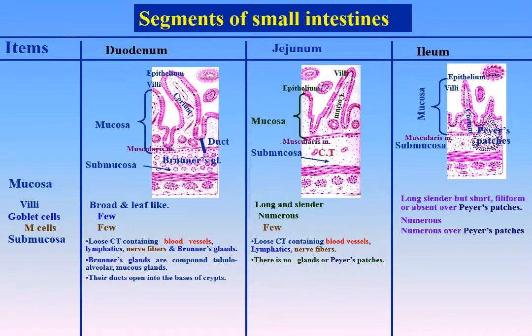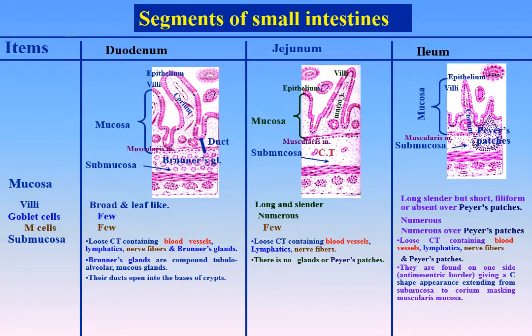Submucosa of the ileum is also loose areolar connective tissue containing blood vessels, lymphatics, nerve fibers, and Peyer's patches, which are lymphocytic aggregations. These patches are found on one side, the anti-mesenteric border, giving a C-shaped appearance extending from the submucosa to the corium, masking the muscularis mucosa. The rest of the wall of the small intestine is the same. Musculosa is formed of inner circular and outer longitudinal smooth muscle fibers in the duodenum, jejunum, and ileum. Serosa is formed of loose connective tissue covered by mesothelium in the duodenum, jejunum, and ileum.